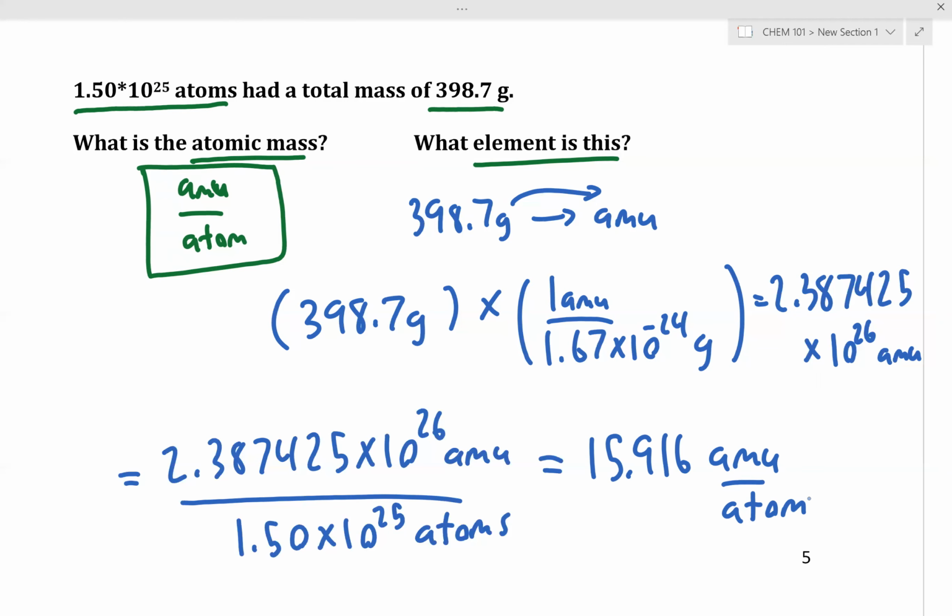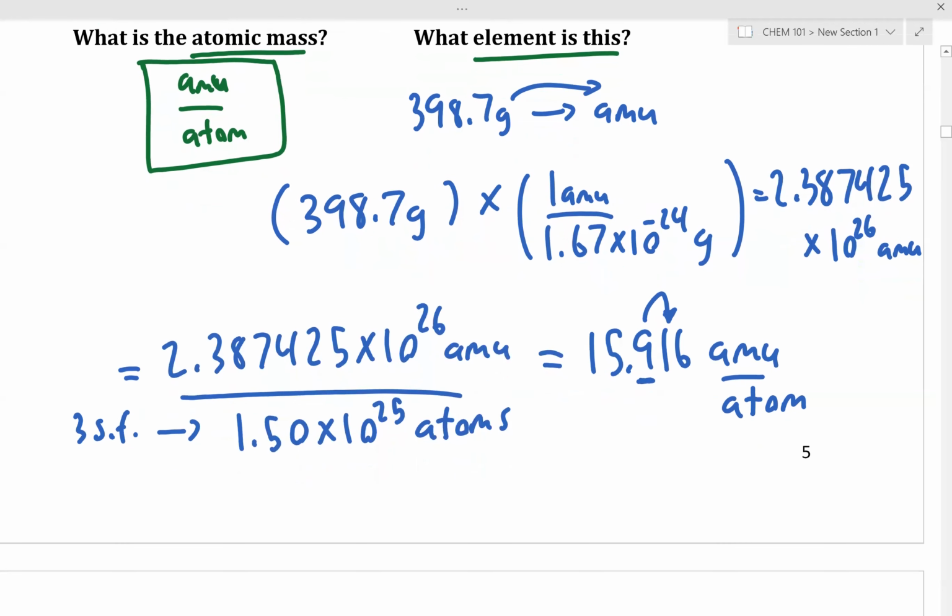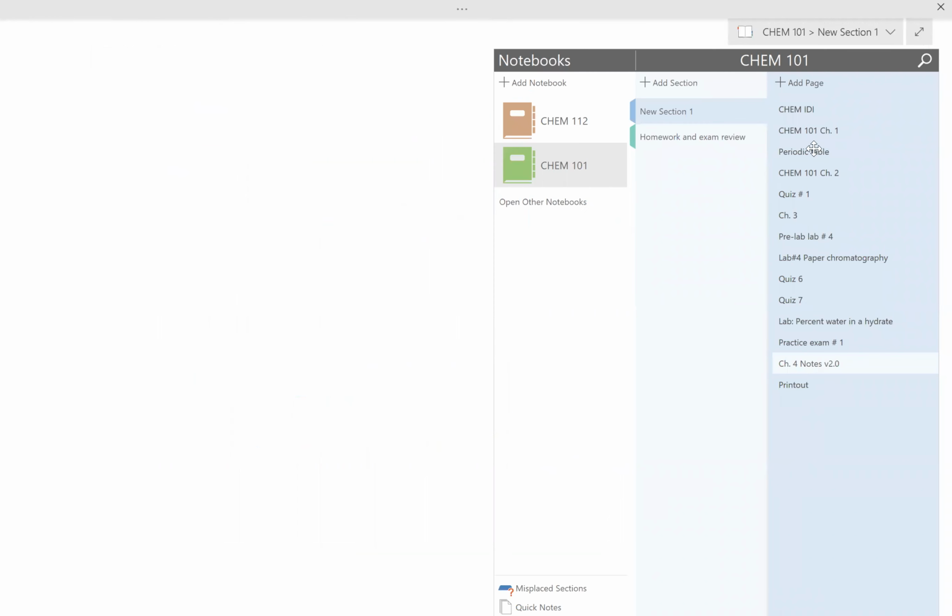3. So looking at all of our measurements, we see we have 3 sig figs on the bottom. So we need our answer to be rounded to 3 sig figs. We look to the right, is 1 greater than or less than 5? Less than. So then that in turn gives us 15.9 AMU per atom.